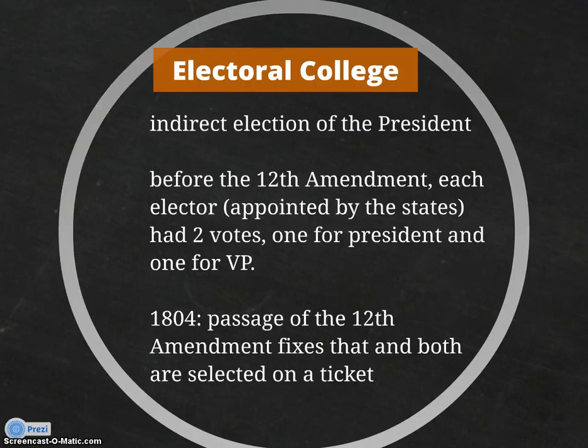However, in 1804, this is rectified with the passage of the 12th Amendment, and that fixes that both are selected on a ticket. So for an example, the vice president and the president run together. In our past election in 2012, you had two tickets. One ticket was Obama-Biden, and the other ticket was Romney-Ryan. So you place one vote for the one ticket, and then the electors follow suit.